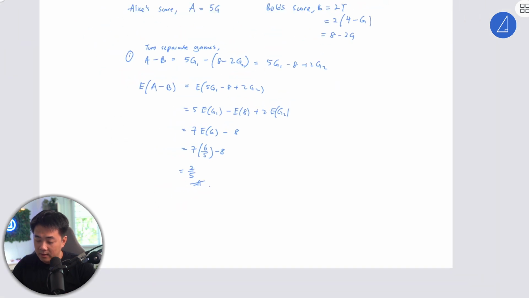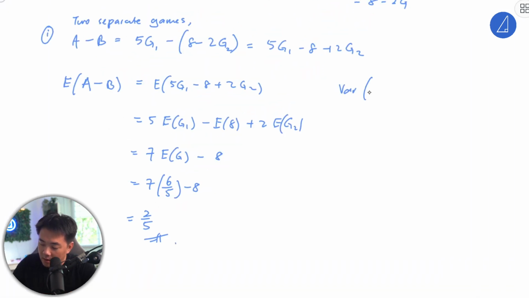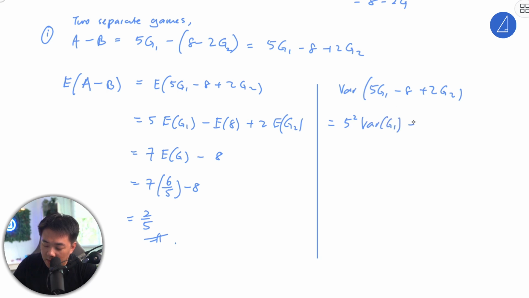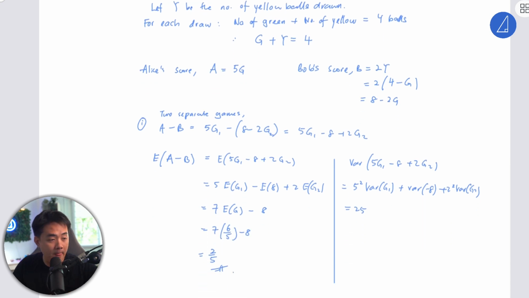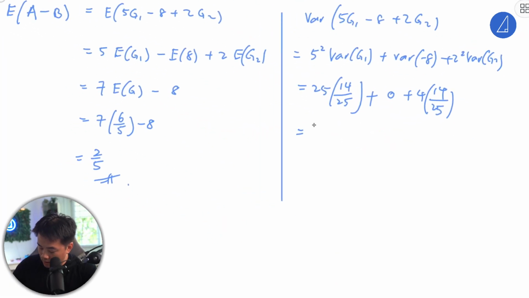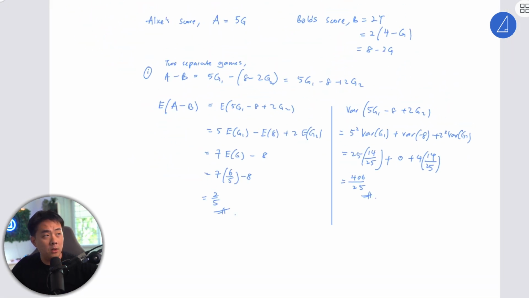Then the variance. Just be mindful, the variance of 5G1 minus 8 plus 2G2. We need to square the coefficient in front. So 5 squared variance G1. Variance of a constant will just be 0. Then 2 squared variance G2. So this is 25 variance G plus 0 plus 4 variance G, where variance G is 14 over 25. So 25 times 14 over 25, plus 0, plus 4 times 14 over 25. Okay, this is important. This will give us 406 over 25.